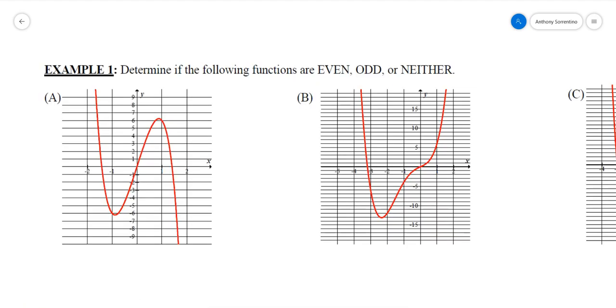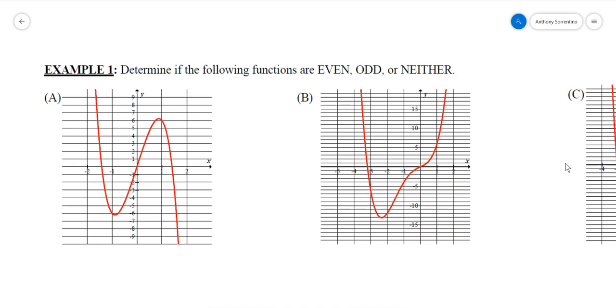There are two types of problems you can be given where you're asked to determine if functions are even, odd, or neither. They could be graphical, which are pretty straightforward. You just have to be able to recognize the types of symmetry. Or there's algebraic. Those involve a little bit more work and you have to be more definitive. You're going to be asked more often for the algebraic ones.